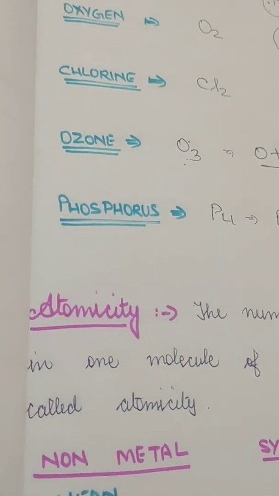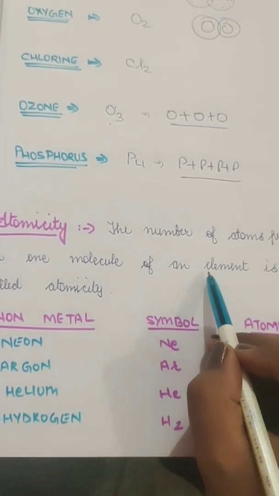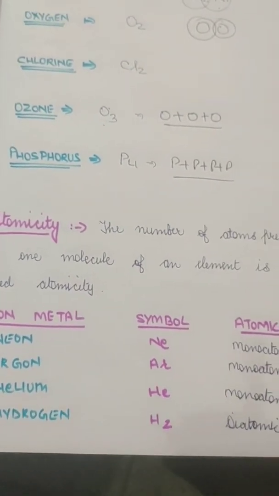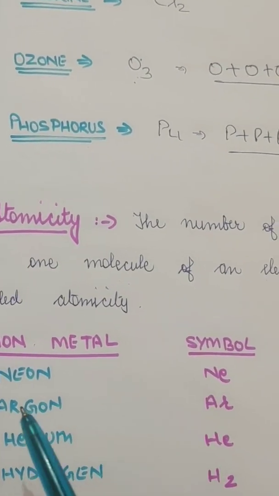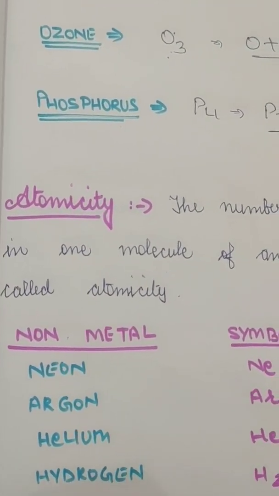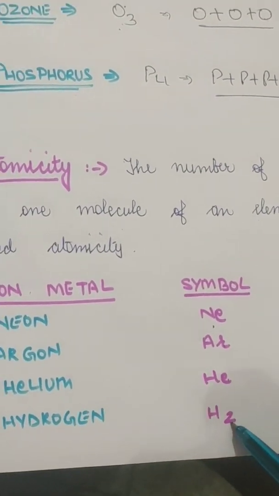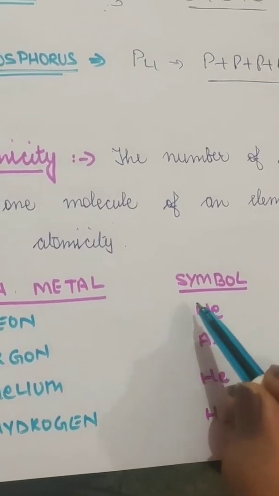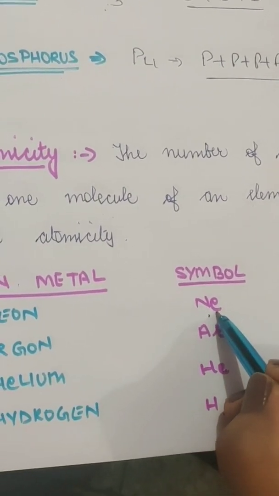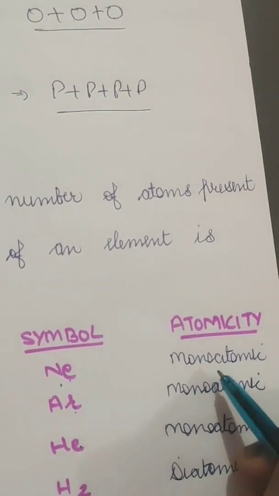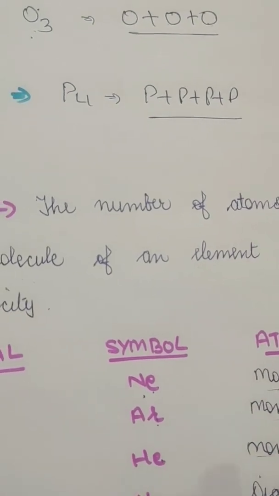After this we come to atomicity. Atomicity is the number of atoms present in one molecule of an element. Like this is about the nonmetals. Some of the nonmetals, like the noble gases, have atomicity 1. Here we can see neon, argon, helium. The atoms which do not combine with any other atom have atomicity 1. So they are called monoatomic gases, as they can exist in a single atomic form.